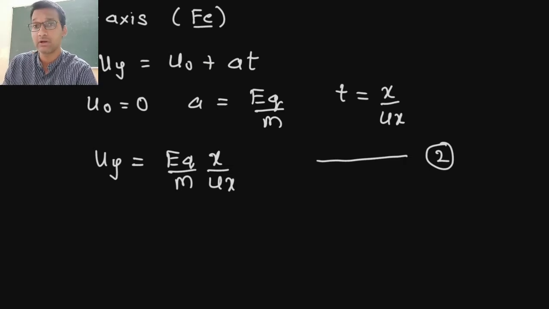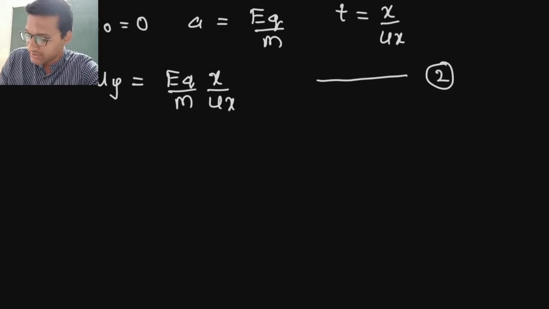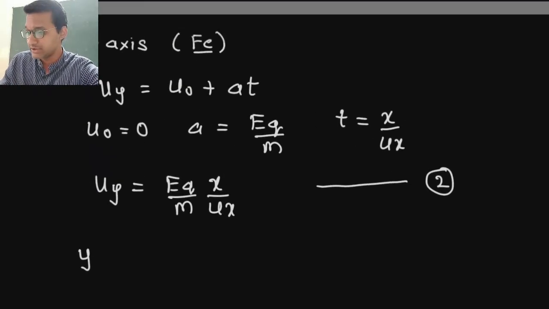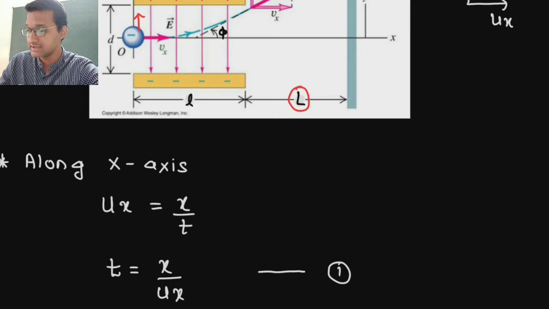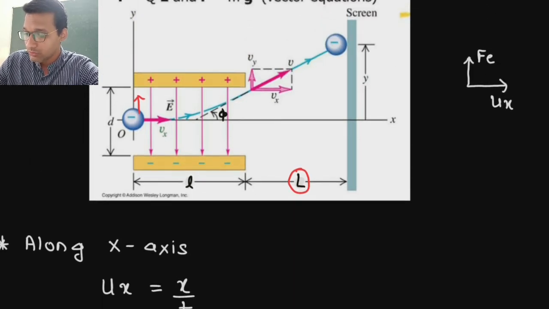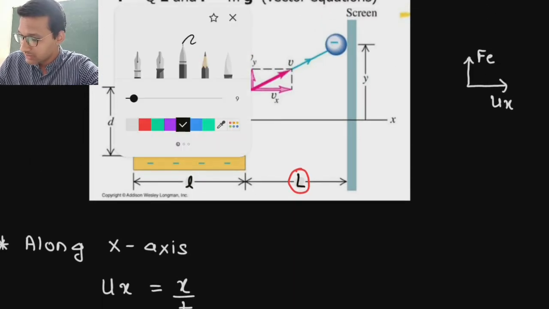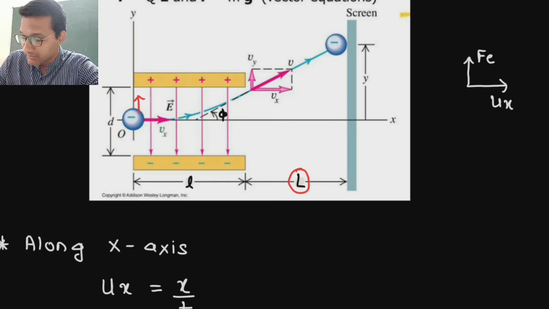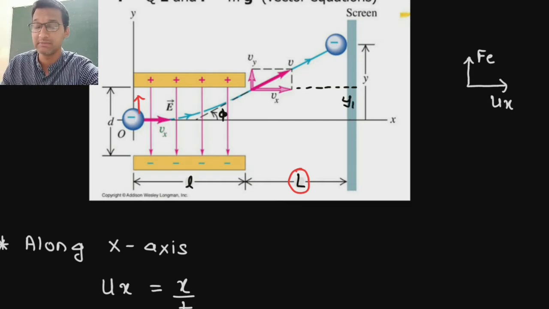Now let us try to find the equation for displacement. Again, we know for displacement along the y-axis, the displacement is in two parts. What are the two parts? When it is traveling between these plates, there will be a force on this particle, and let us say that it will cause a displacement y1. The force will cause a displacement y1.